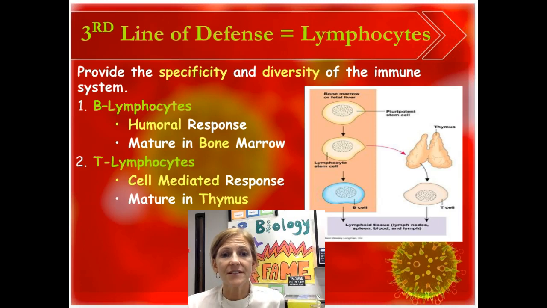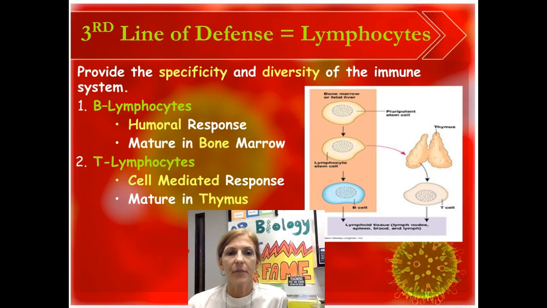So the third line of defense is our immune system proper. So remember, that's a functional system, and it includes our lymphocytes. And we've talked about these ones before. So we have B cells and we have T cells. So both are made in the bone marrow. All your white blood cells are made in the bone marrow.